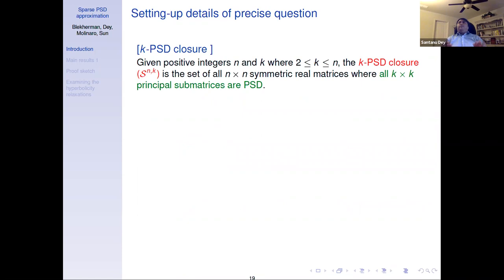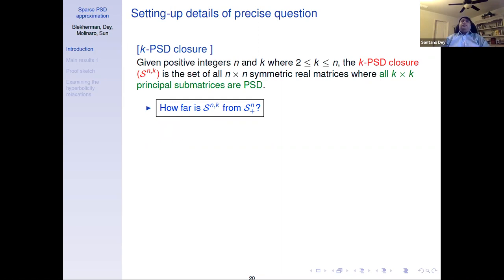Okay, so let's formalize this a little bit. So what am I talking about? I'm talking about the cone of n by n symmetric real matrices where all the k by k principal submatrices are PSD. I'm going to denote this as S_n^k, and I'm going to call it the k-PSD closure. So S_n^k is where all k by k principal submatrices are PSD.